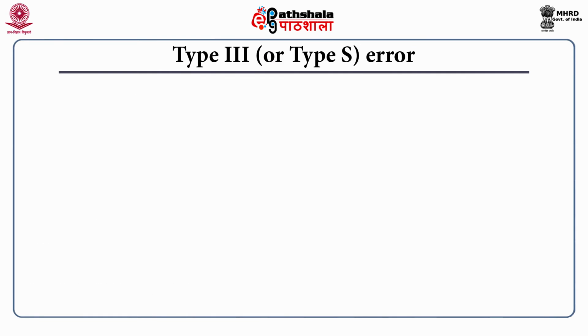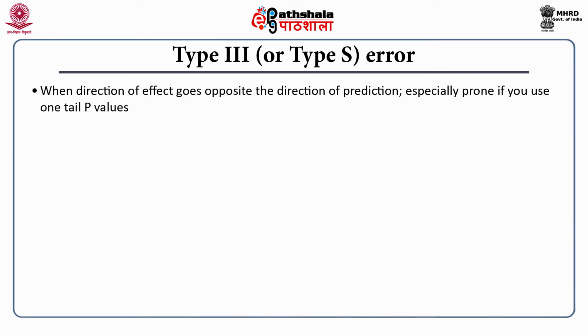Now, there is another type of error called type 3 error, alternatively called type S error. It occurs when the directionality of the effect goes opposite to the direction of the prediction. That is especially prone to happen if you use one-tail p-value. You predict in one direction, but the effect goes the other direction, so the entire directionality reverses, and then you would have made this type 3 error.